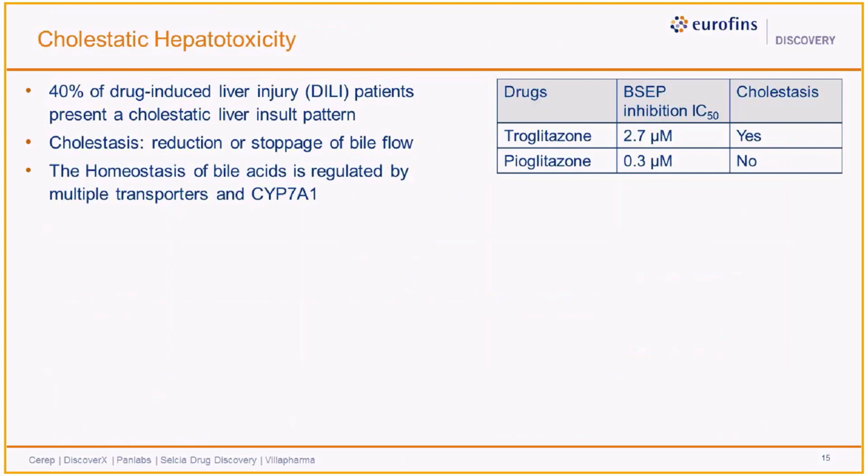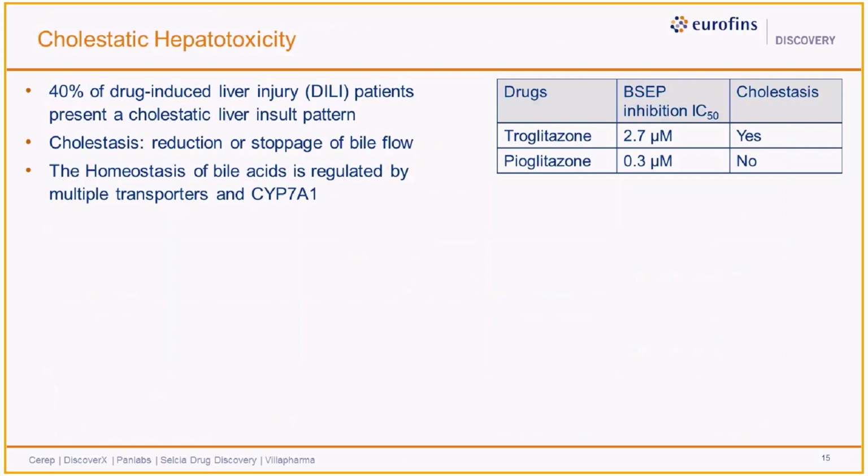Now I'm going to talk about the in vitro assays that we use to assess cholestasis. Cholestasis is one of the major causes of DILI. Clinically, cholestasis is defined as the reduction or stoppage of bile flow, which results in the accumulation of bile acids in hepatocytes. Traditionally, the BSEP inhibition assay is used to predict cholestasis in vivo, but recent research found that the correlation between BSEP inhibition and DILI outcome is not significant.